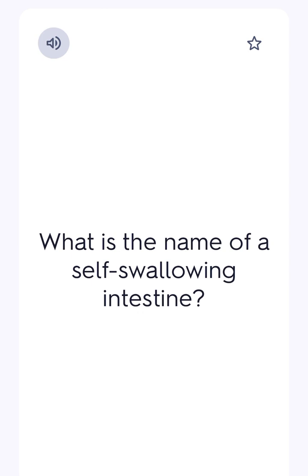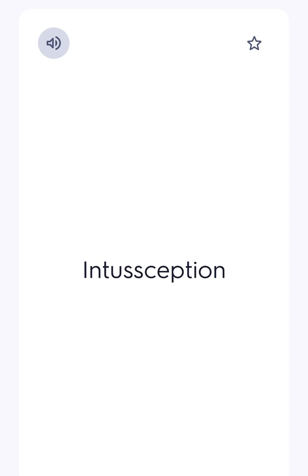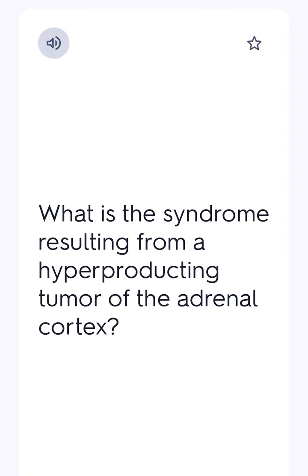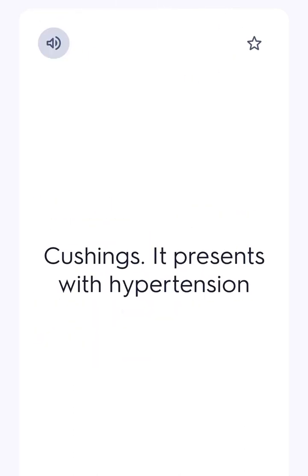What is the name of a self-swallowing intestine? Intussusception. What is the syndrome resulting from a hyperproducing tumor of the adrenal cortex? Cushing's. It presents with hypertension.